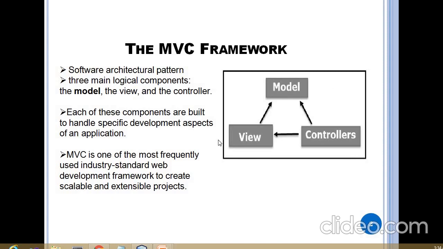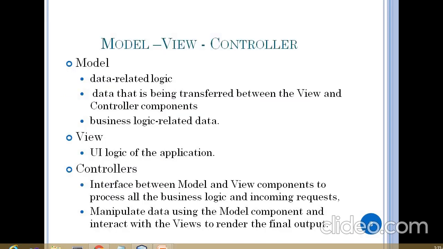Each of these components is built to handle specific development aspects of an application. Let's have a look at it in detail. Model is the data-related logic, the data that is transferred between the view and the controller components. Remember, view is what is delivered to the customer, and controller is the waiter. The model uses business logic related data, and a Java class is written like this. View is the UI logic of the application. Here, in HTML and CSS format, the dish is delivered to the customer.